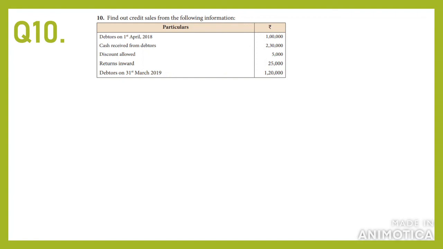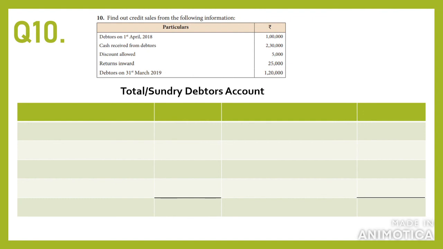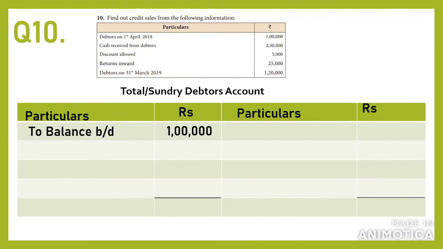What we need to do here is we need to prepare something called a sundry debtors account. Okay, or the total sundry debtors account, total debtors account. So we start with the opening balance. The opening balance is 1 lakh. This is as of 1st April 2018, which has been given in the problem. Okay, and then what is the credit sales? You don't know what is the credit sales. That is going to be the balancing figure, so just leave it blank.